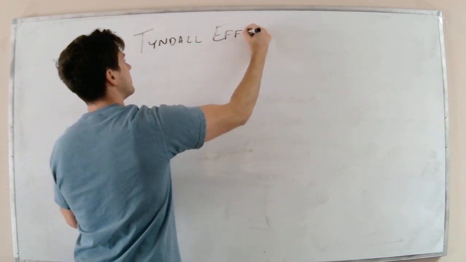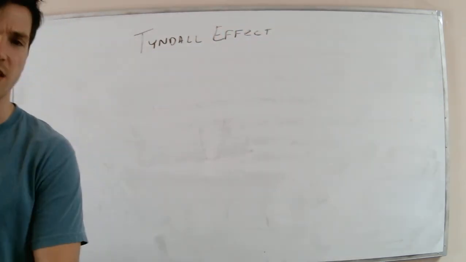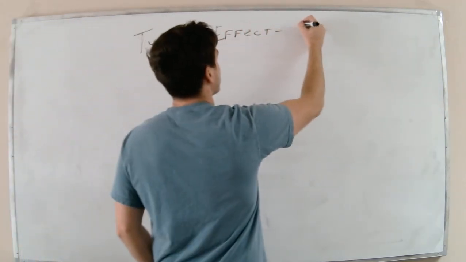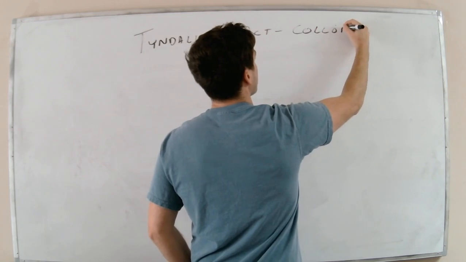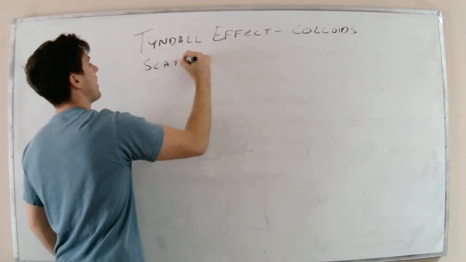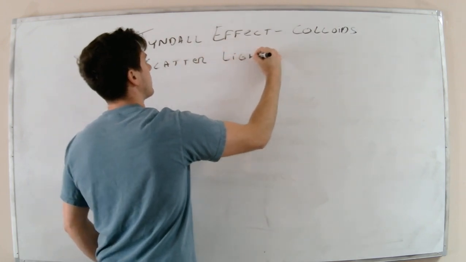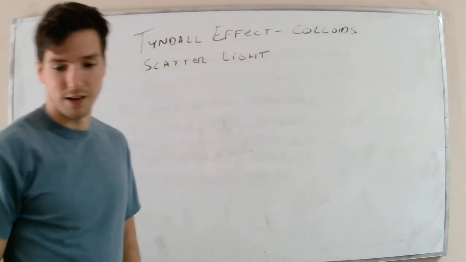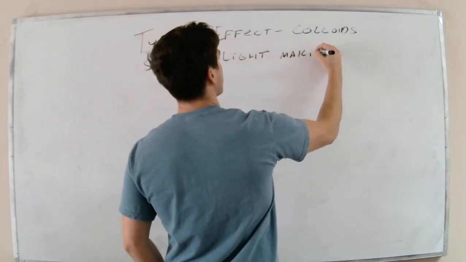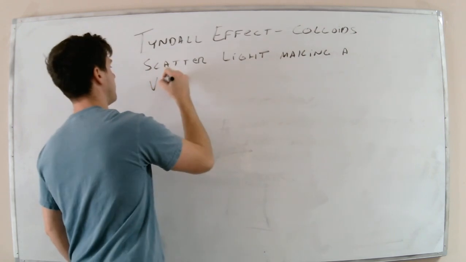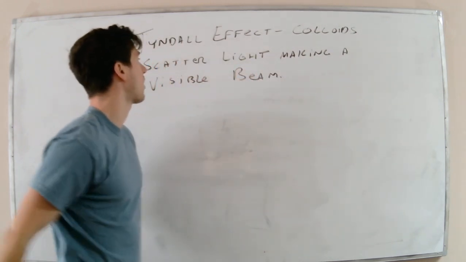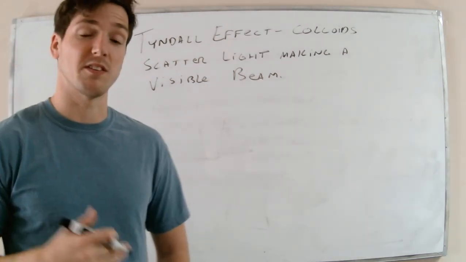The Tyndall Effect. It's our last definition before we get into the math stuff. The Tyndall Effect is simply that colloids scatter light, making a visible beam. Colloids scatter light making a visible beam, and this is called the Tyndall Effect.